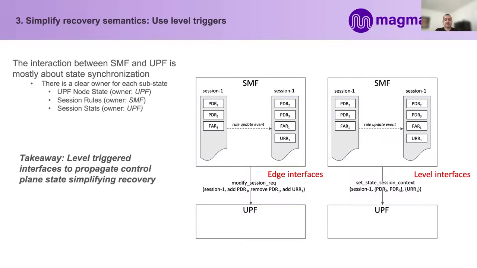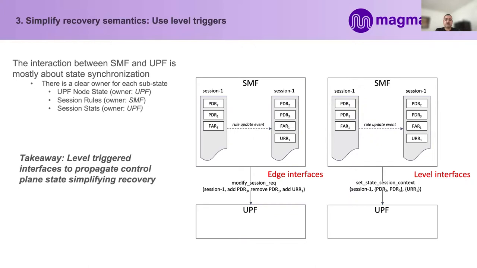So they model all of the state synchronization using CRUD. What we assert is that for better reliability and to simplify recovery semantics, especially given that we know state is uniquely owned by each of these devices, we think modeling all of the state as level interfaces is a much cleaner way of doing this. So what are level interfaces? They are set-based interfaces.